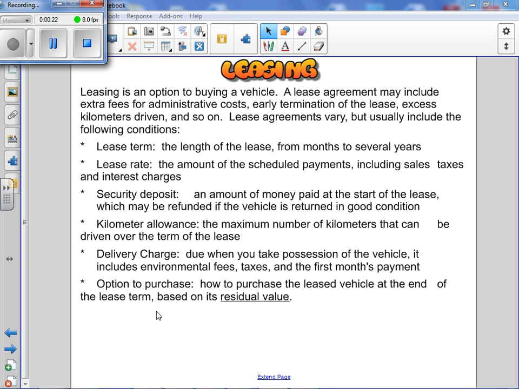There's a term, the length of the lease, from months to several years. The lease rate, the amount of scheduled payments, including sales taxes and interest. A security deposit, an amount of money paid at the start of the lease, which may be refunded if the vehicle is returned in good condition. Kilometer allowance, the maximum number of kilometers that can be driven over the term of the lease. Delivery charge, due when you take possession of the vehicle. It includes environmental fees, taxes, and the first month's payment. An option to purchase, how to purchase the leased vehicle at the end of the lease term based on its residual value.